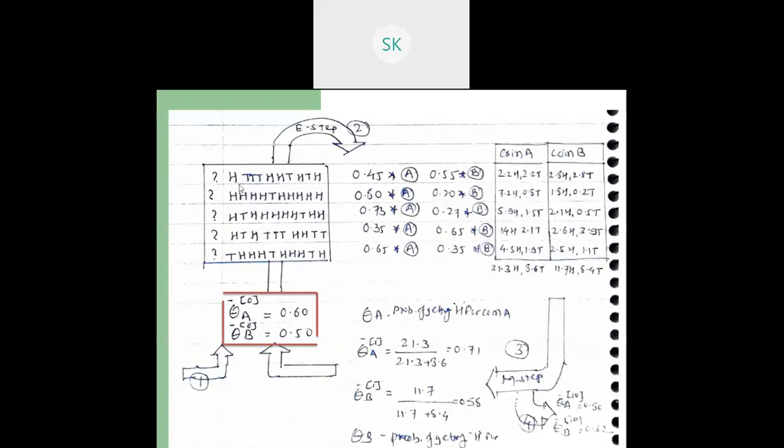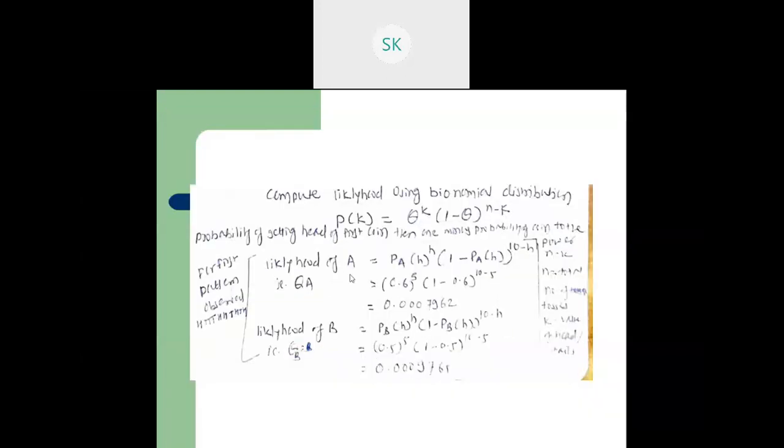In this first pattern, again, there are 5 heads and 5 tails. So the likelihood of A, that is theta A, is the probability for the first coin, coin A. We calculate it for both because we don't know the names of the coins. So this is theta raised to the number of heads.